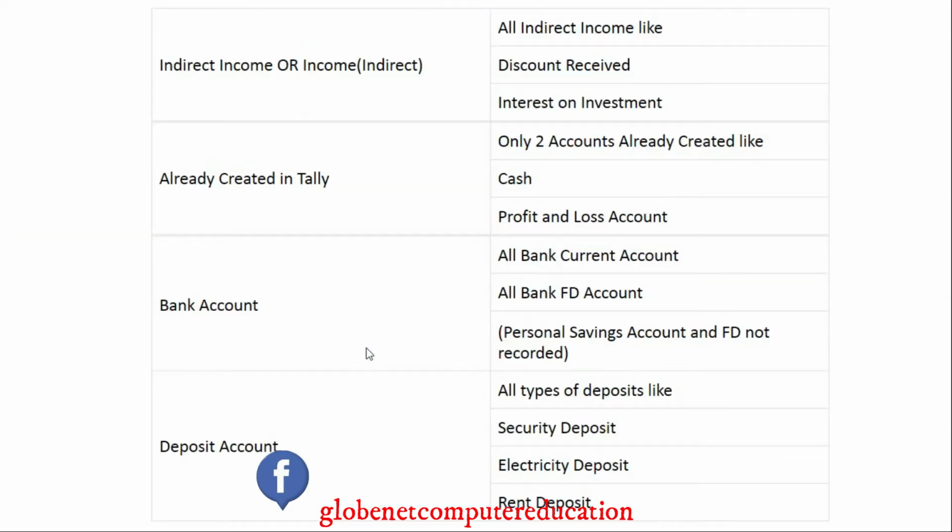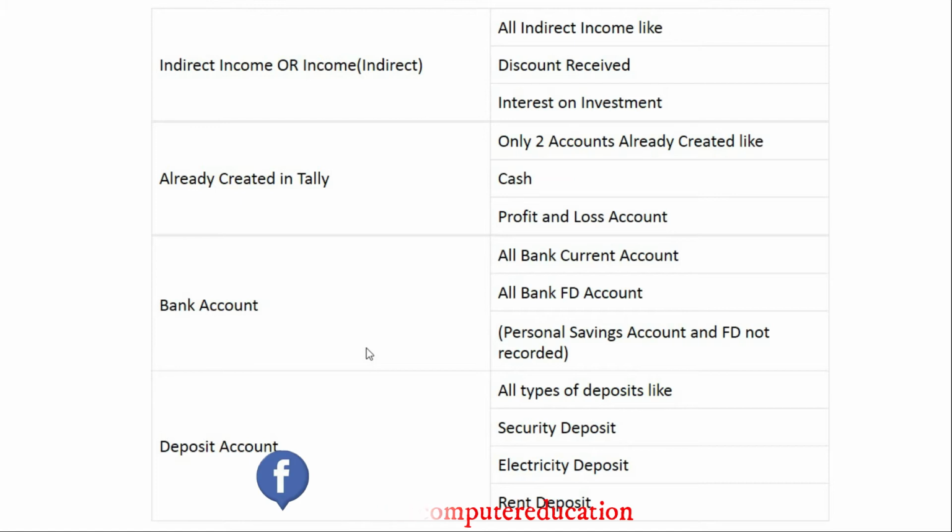Then we have indirect income, or income in bracket indirect. All indirect income like discount received, interest will come under indirect income. Then the cash account and profit and loss account are already created in Tally. There is no need of creating such groups.